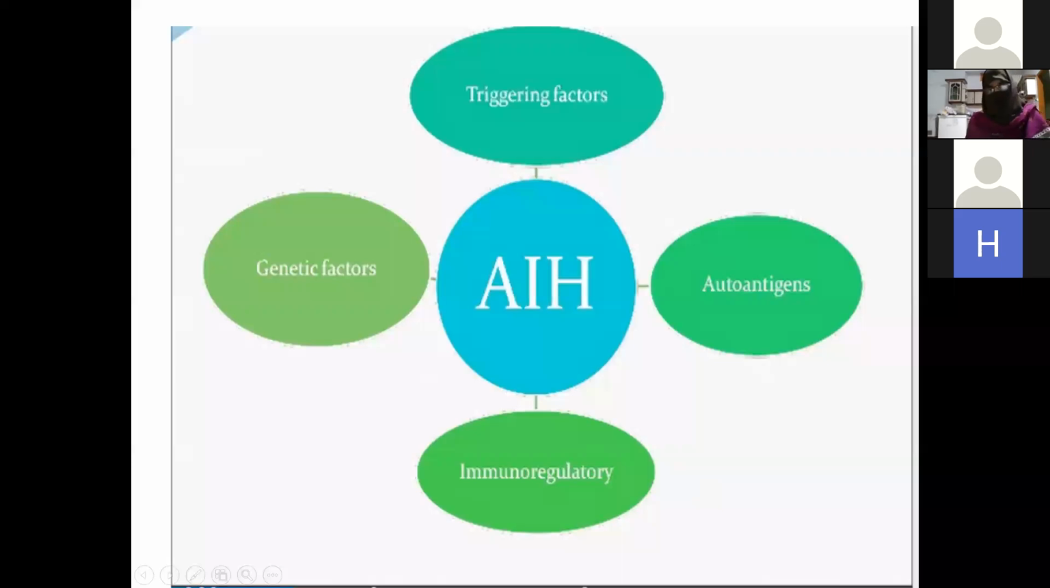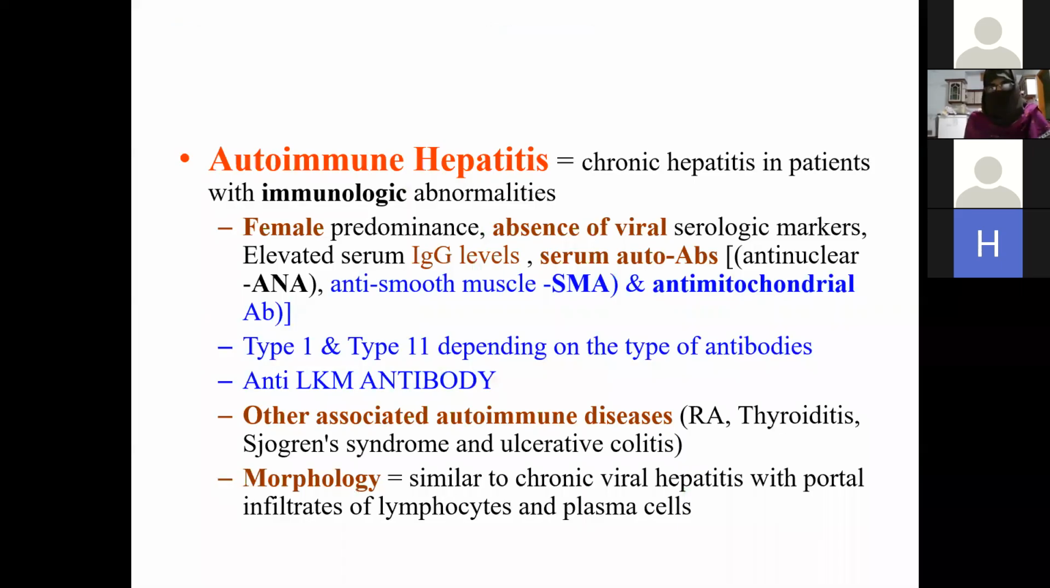Now coming back to this slide, this is a chronic hepatitis in patients with immunological abnormalities. As we know that all autoimmune diseases are common in females, the same is true for autoimmune hepatitis, that it is more common in females. और इसको हम diagnose करते हैं, diagnostic अभी आगे discuss करते हैं. जो चीजें आपको autoimmune hepatitis की पता होनी चाहिए कि there are basically 2 types of autoimmune hepatitis, type 1 and type 2, depending on the presence of antibodies. So basically the anti-LKM antibodies are present in type 2 hepatitis.